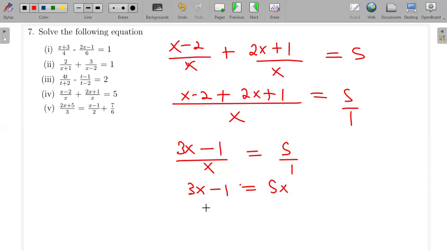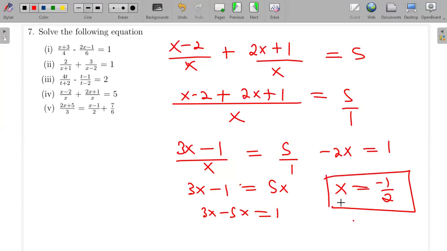So meaning that 3x − 5x = 1. So that will just be −2x = 1, divided by −2. I get x is just equal to −1/2. So that would be the answer there. Okay, that would be the answer there.